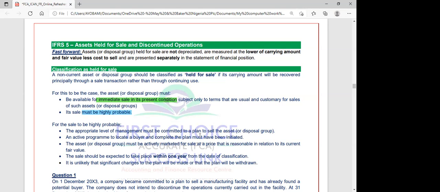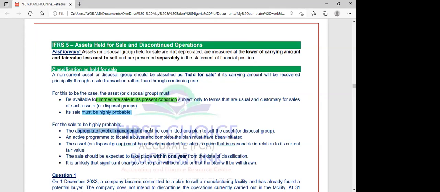Number three, the price offered for the asset must be reasonable, in line with its fair value. Number four, the sale is expected to occur within the next 1 year. And the last one, there's no plan to withdraw the asset from being sold. So these are the five conditions that must be met before the sale can be highly probable. So let me try to explain them.